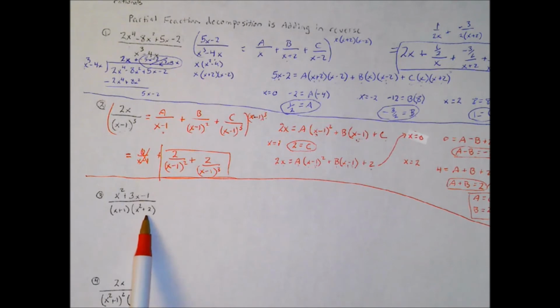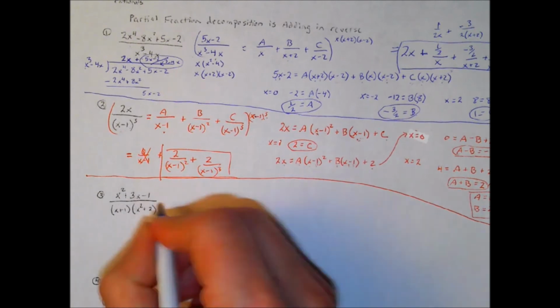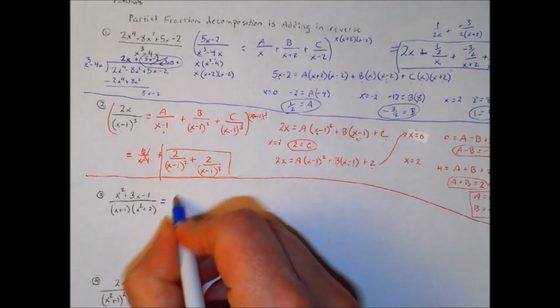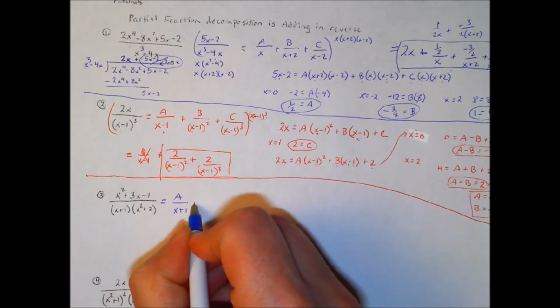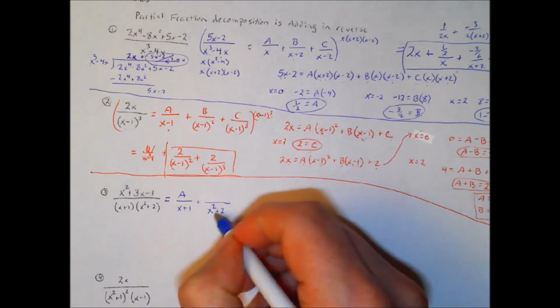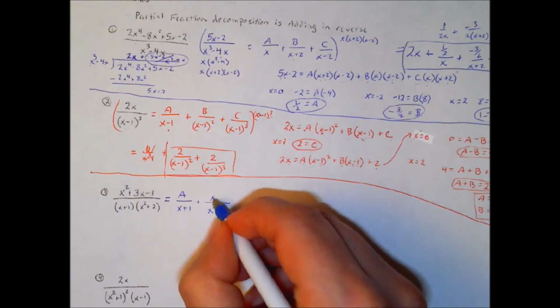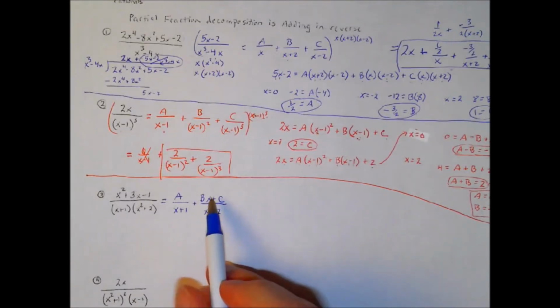So we're going to separate this into some number over x plus 1. Now with this one, since this is a quadratic, we're going to go to 1 degree less. So this would be an x. So I need bx and then a constant term with it, c. If this would be a cubic, we would do bx squared plus cx plus d.